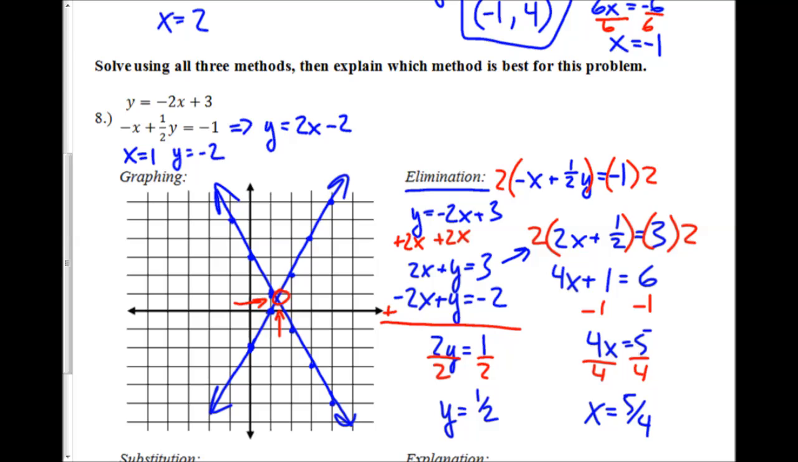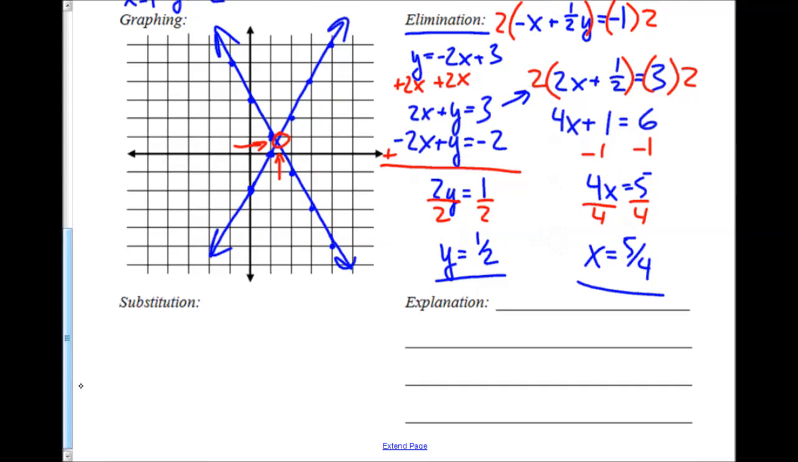If I look back at my graph, that seems to make sense. I've got an x value that's just over the value of 1. 5/4 is 1 1/4. And I've got a y value that's between 0 and 1, 1/2. Okay? So really, this seems to match what I have on my graph. Let's check it with substitution just to make sure.